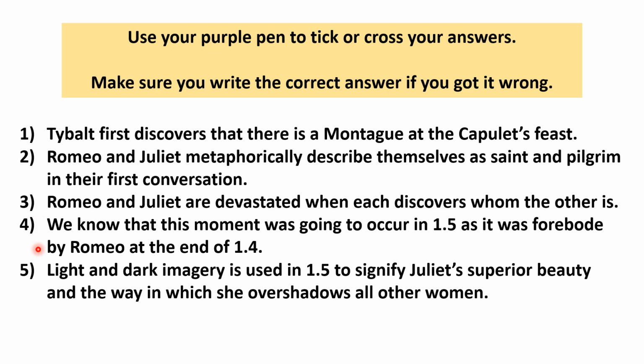We know that this moment was going to occur in 1.5 as it was foreboded by Romeo at the end of 1.4, 1.4 being Act 1, Scene 4, and 1.5 being Act 1, Scene 5. Light and dark imagery is used in 1.5 to signify Juliet's superior beauty and the way in which she overshadows all other women. And that's something that we're going to continue to see today also. Pause the video and get any corrections that you need to down now.